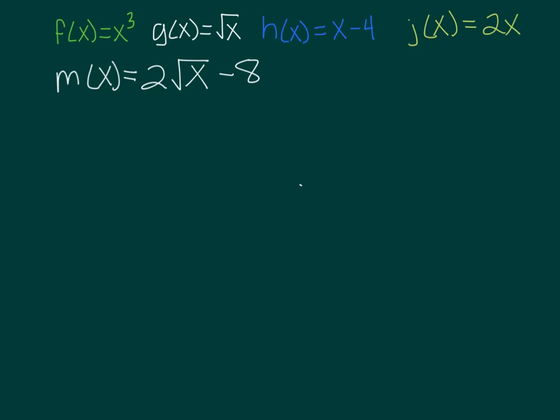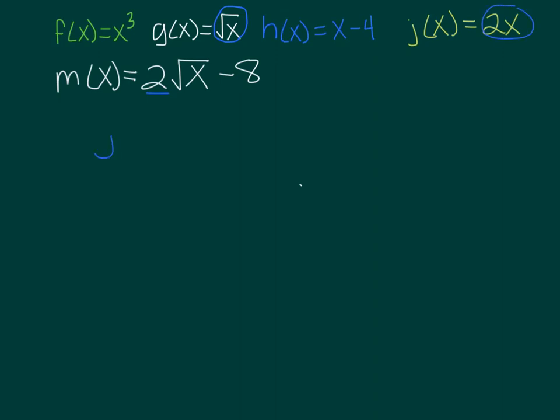And one more just for fun. So you guys try this on your own. Push pause, and then I'm going to work through it with you. Okay, 2 root x minus 8. So I know I need g, because this is the only one with the square root. And it's being multiplied by 2, so I know I need j over here.